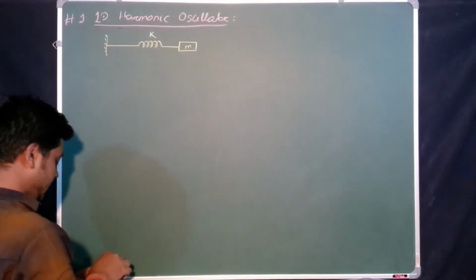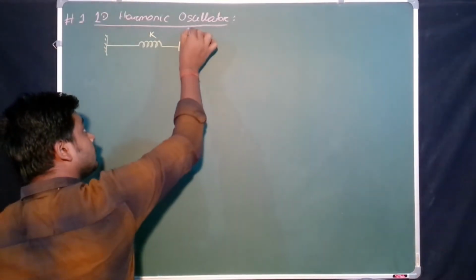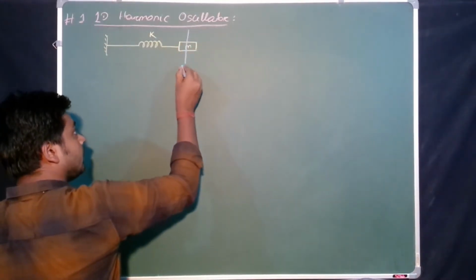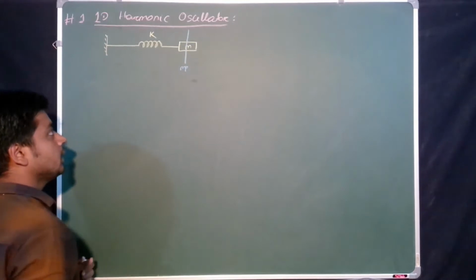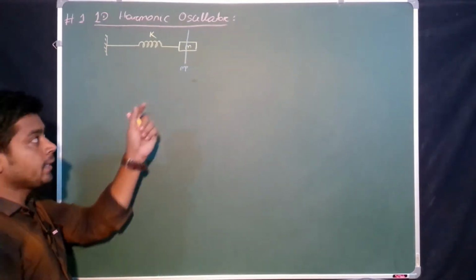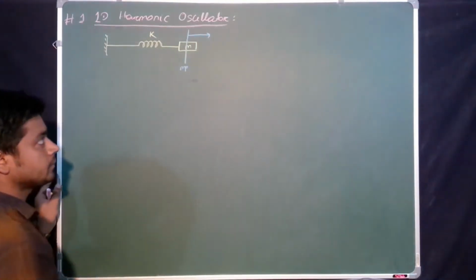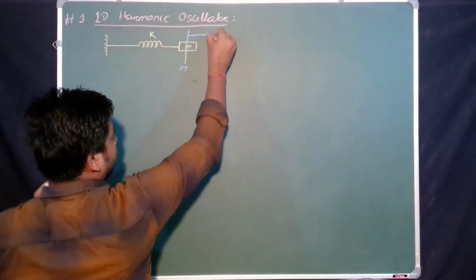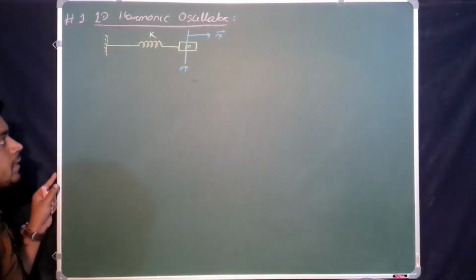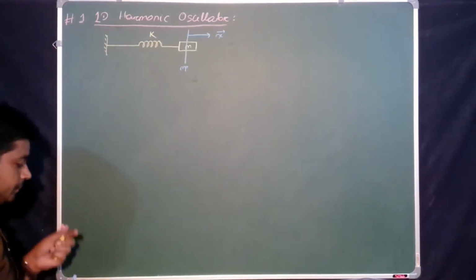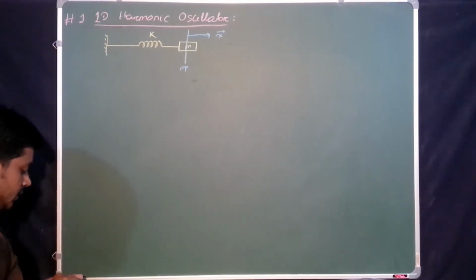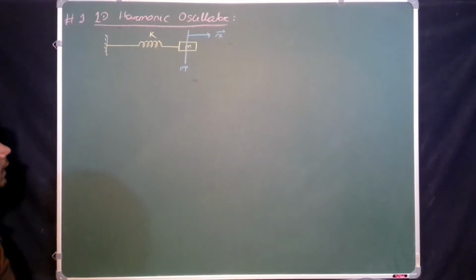Then let this one be our mean position. This body starts oscillating about this mean position, only along the x-axis. Okay, oscillating only along the x-axis. So this is a 1D harmonic oscillator. Then in this 1D harmonic oscillator we have to find the Lagrangian equation of motion.